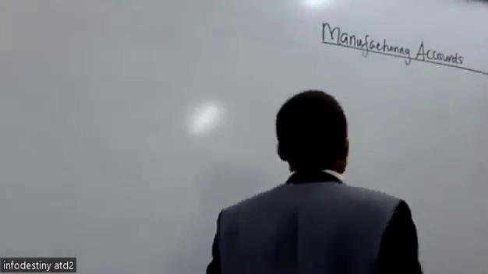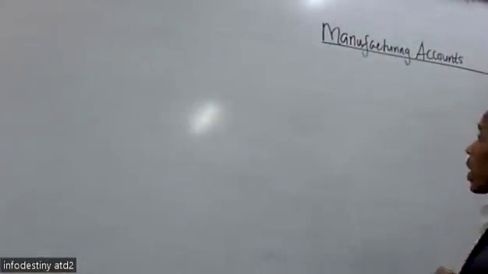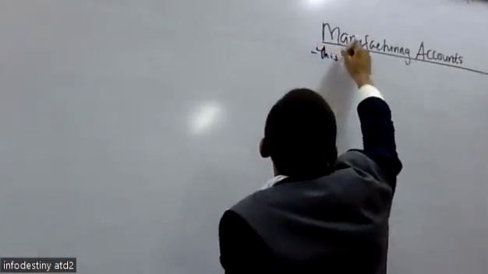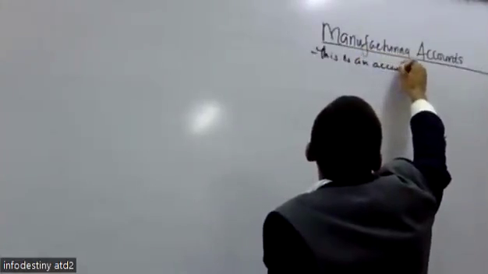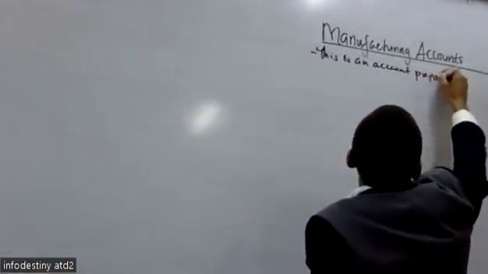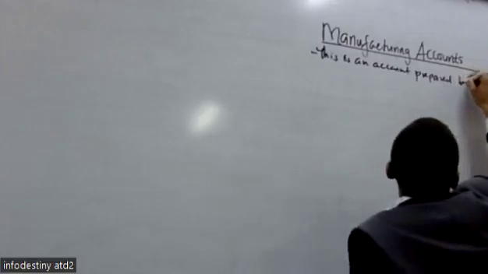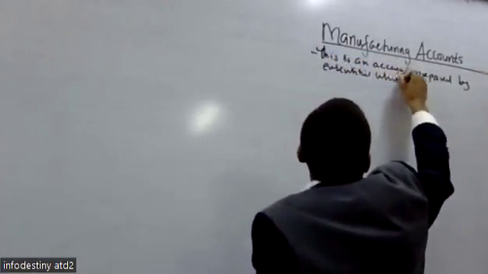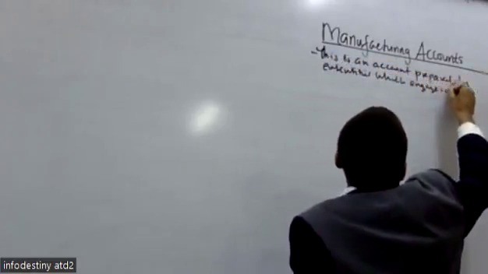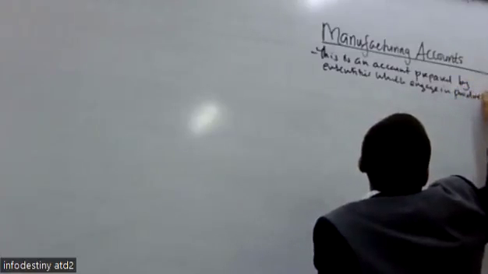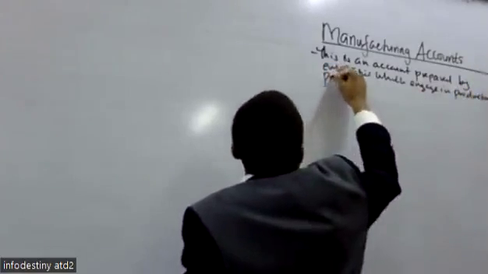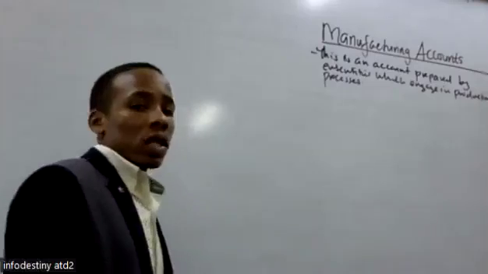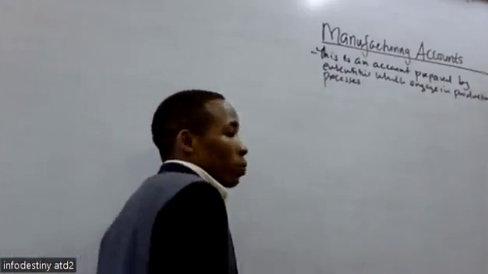So we have manufacturing accounts, and we can write and say that this is an account prepared by entities which engage in production processes.